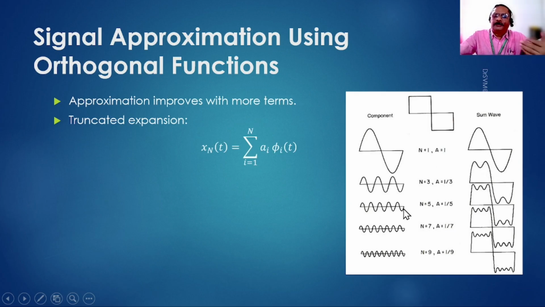Then to that a fifth harmonic is added, then it becomes even better. Then a seventh harmonic is added, it becomes even better. A ninth harmonic is added, that makes it even better. So you can just look at it after adding the ninth harmonic, this looks almost like a square wave, but not exactly like a square wave.